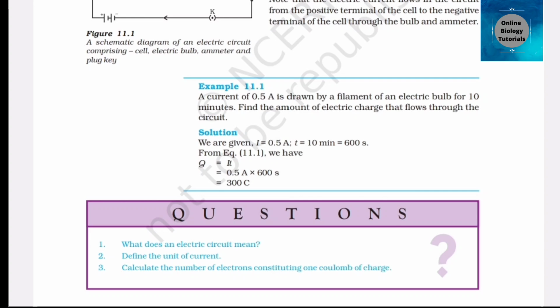Questions. 1. What does an electric circuit mean? 2. Define the unit of current. 3. Calculate the number of electrons constituting 1 coulomb of charge.